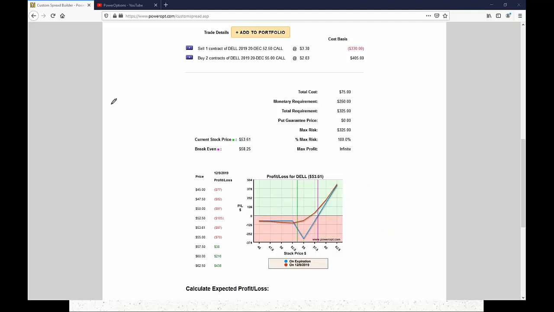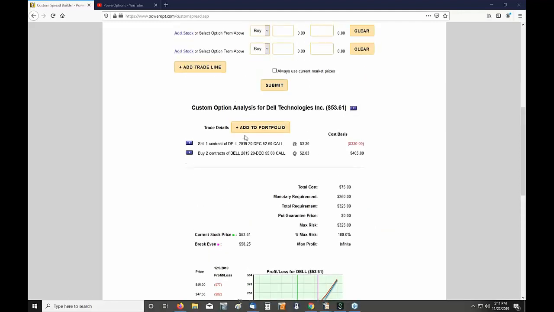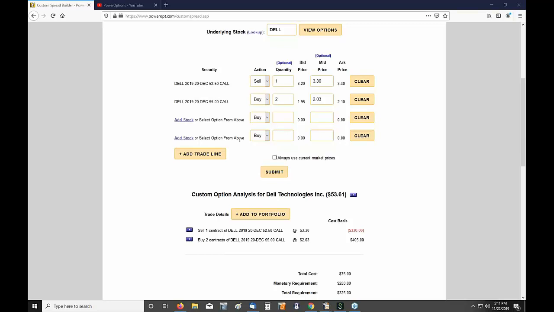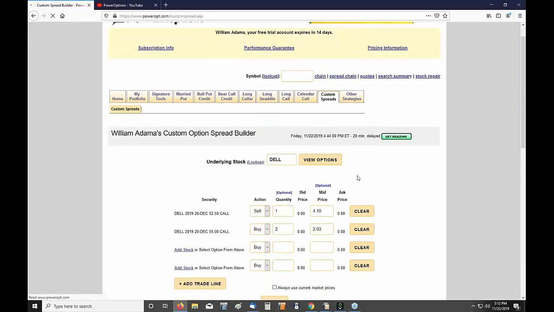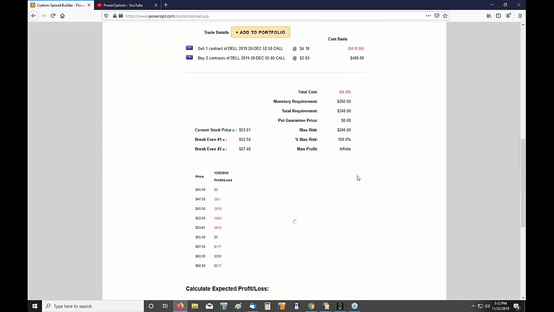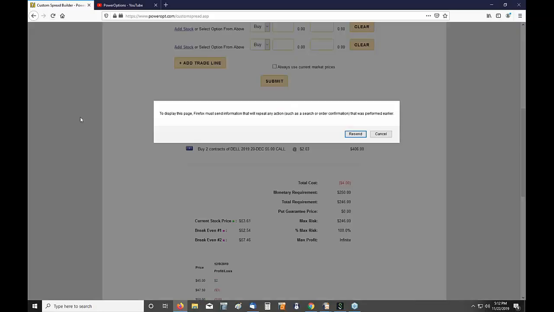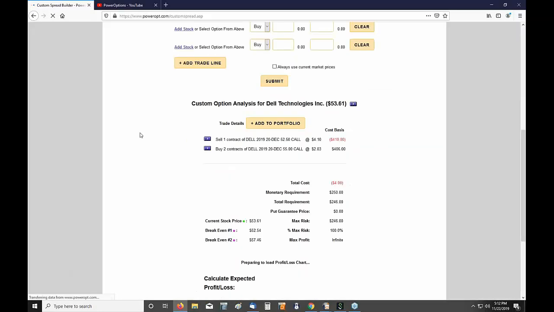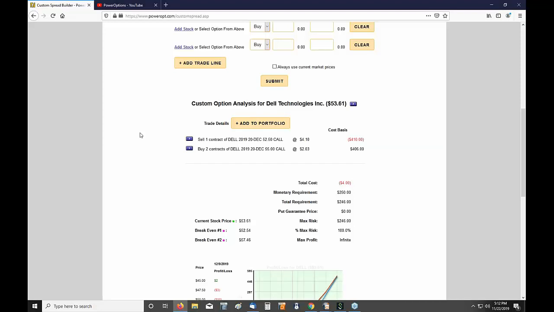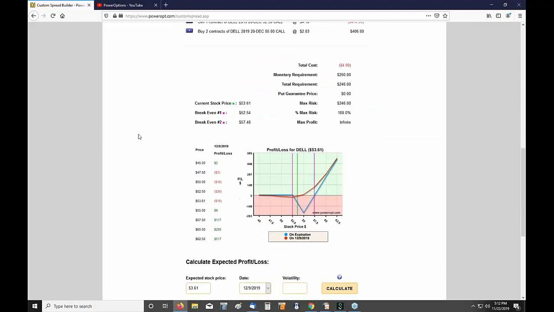Let's go ahead and fake some prices, not realistic. So what do I need? I need 410. Let's say I could sell the December 52.5 call for 410 and buy the two 55s for 203. Not always going to get these. I think I have to update my browser. It's very temperamental, and if I move, it does that.